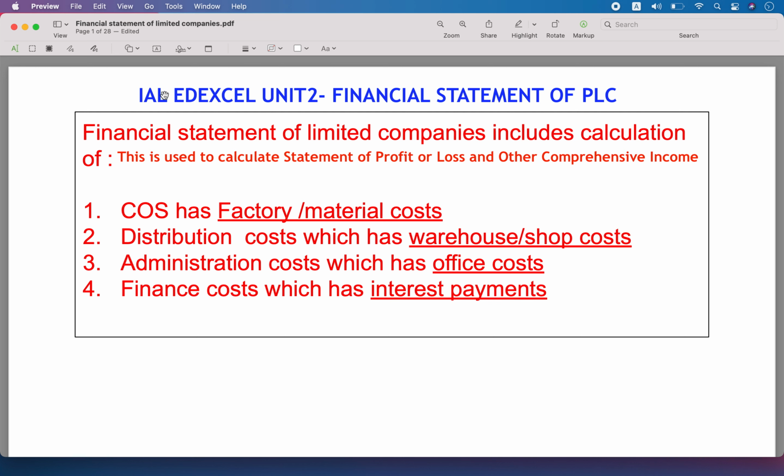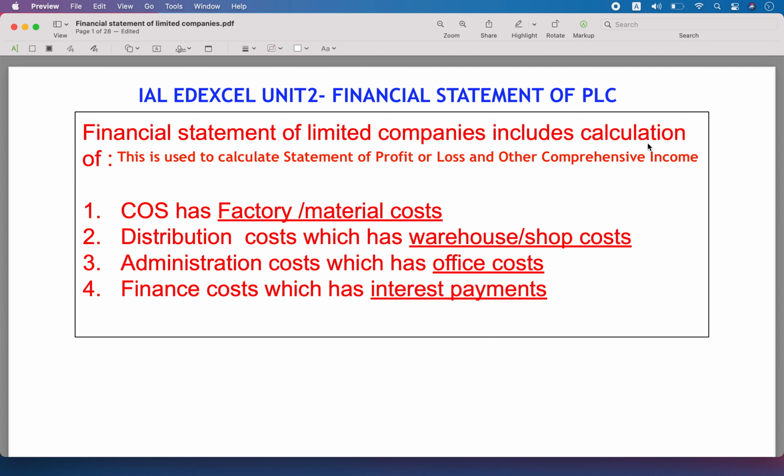Hello, this worksheet is a quiz, okay, it's a worksheet. After each question, you can pause, try to answer, and find out the correct answer in the next slide, okay. In this, we are going to discuss the financial statements of limited companies, okay.